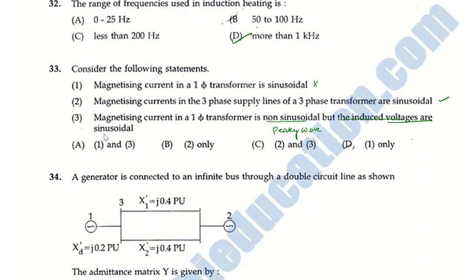If you are studying the concept of magnetizing currents in a transformer, we are intentionally introducing some harmonics in the three-phase transformers to get the output voltage sinusoidal here. So options 2 and 3 are the correct options here.